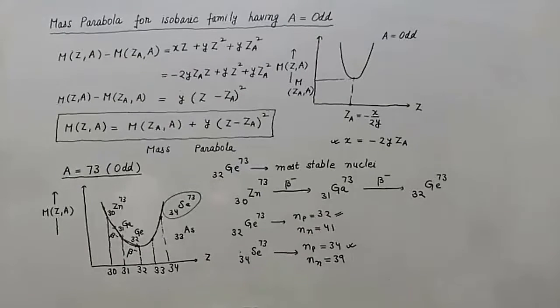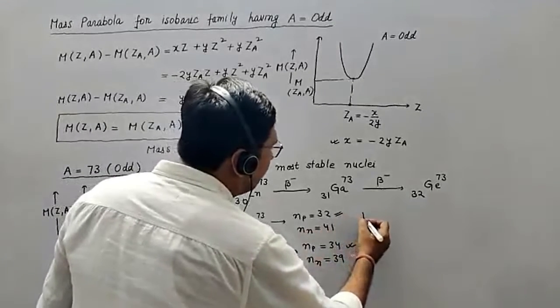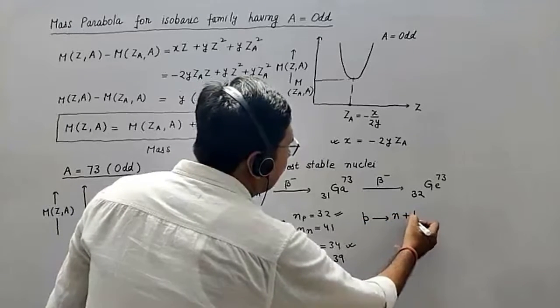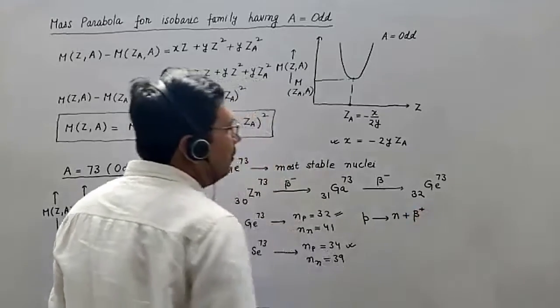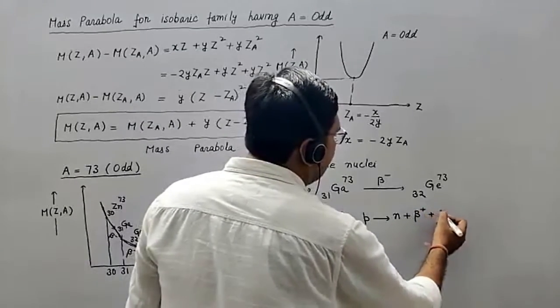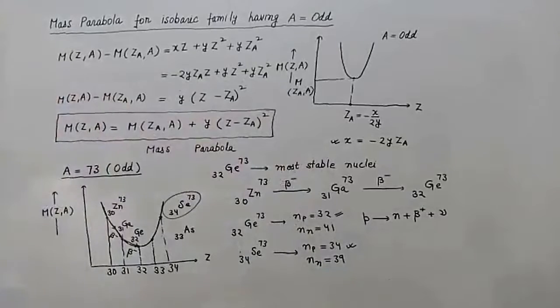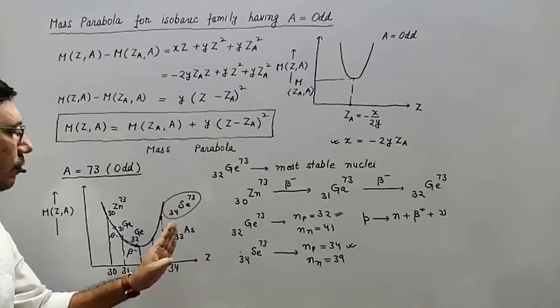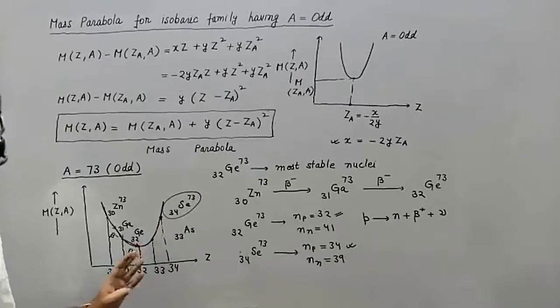So if this nuclei wants to convert itself into the most stable nuclei, then it has to convert one of its protons into a neutron, and in this process a beta plus particle will be emitted, associated with a neutrino. So if a nuclei is on the right hand side of the stable nuclei and wants to achieve the stable configuration, then it will emit a beta plus particle.